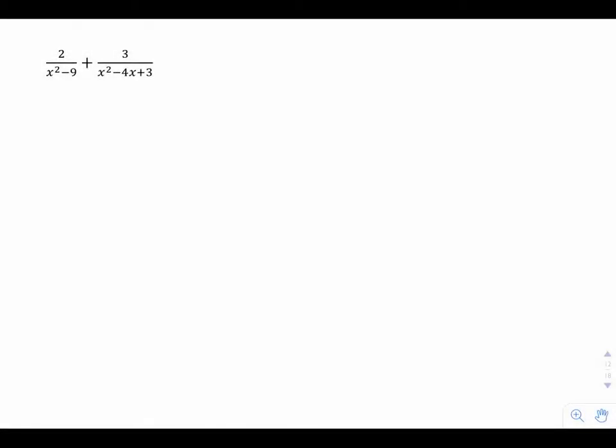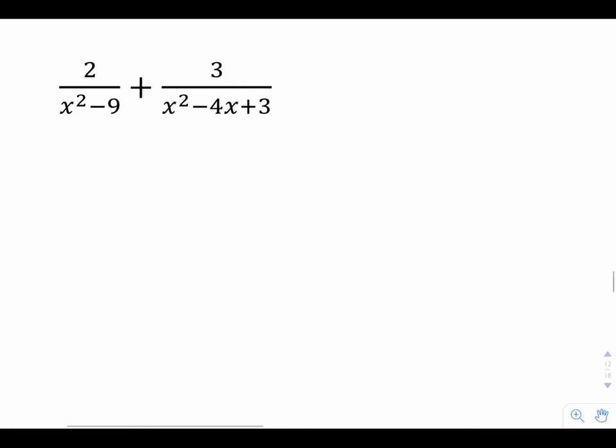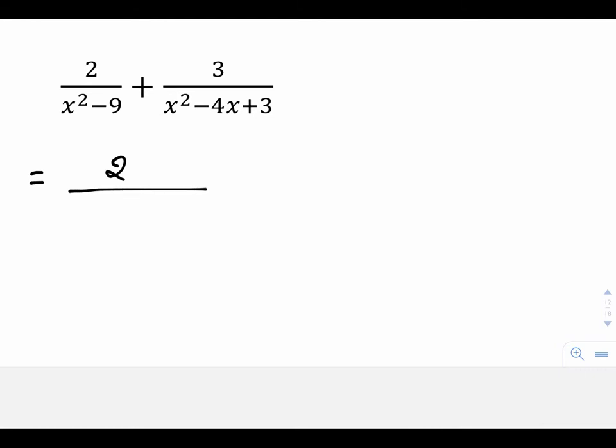A challenging example here with addition of rational expressions where the denominators are not simple monomial terms, but a bit more involved. We have a binomial in the x squared minus 9, and then we have a simple trinomial. So before we add these, we need to factor out both denominators. So I'm going to start with the first one. The numerators are actually quite simple for a change.